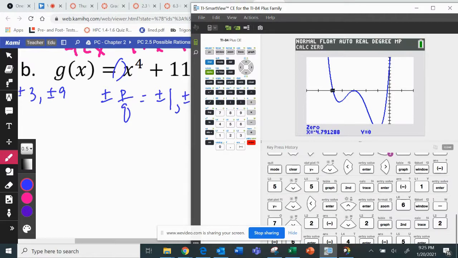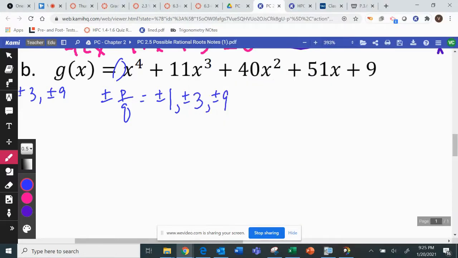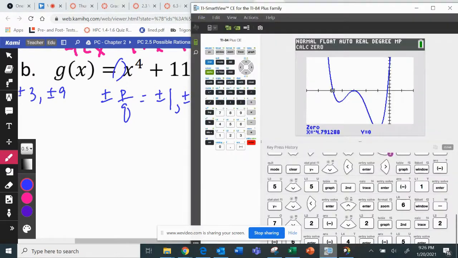And I get a horrible looking decimal. I wonder if this is an irrational number, because all my rational choices are -1, -3, -9, and this is not any of those. So I'm going to hold off on that one, and I'm going to look to the right. The next one actually looks like it might be at -3.